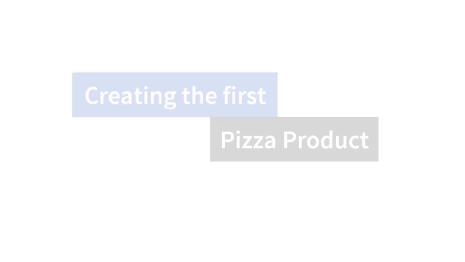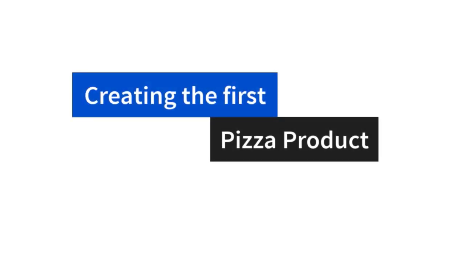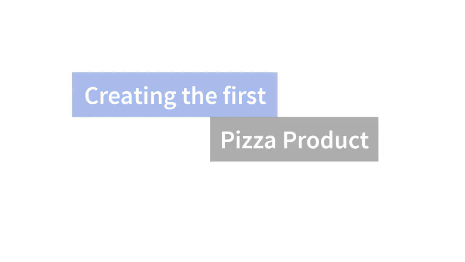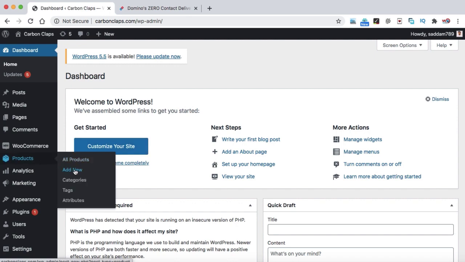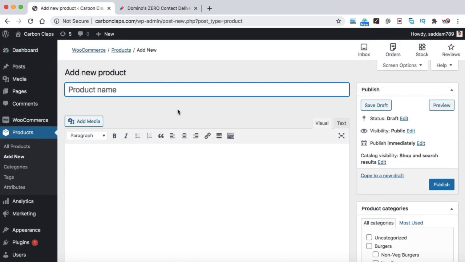Thank you very much. In this lecture, I'm gonna show you how we can create products into our website. So this is our WordPress dashboard. In order to create a new product, simply go on to the products and then click on add new. Now this is the page from where we can create our first product.